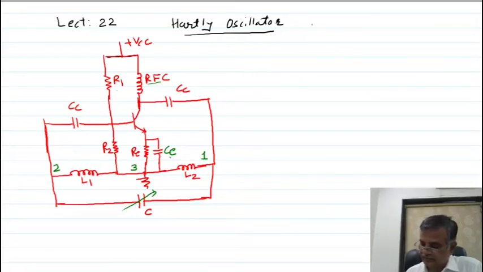Now, the parallel resonance circuit consisting of inductors L1, L2 and capacitor.